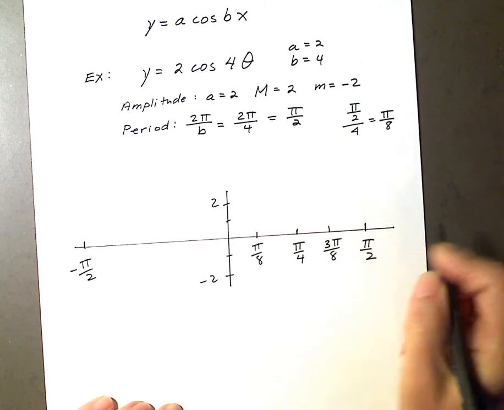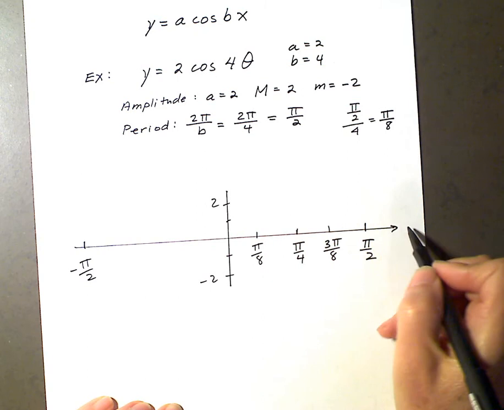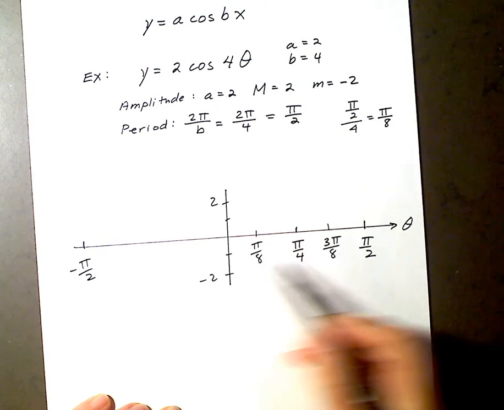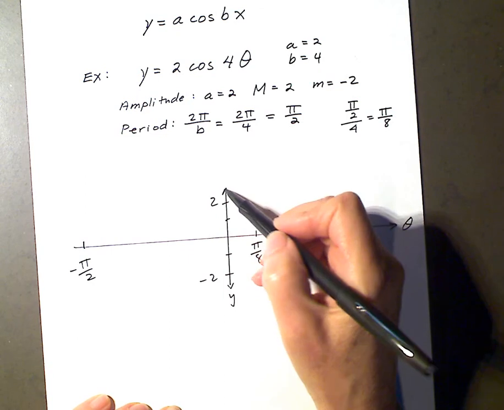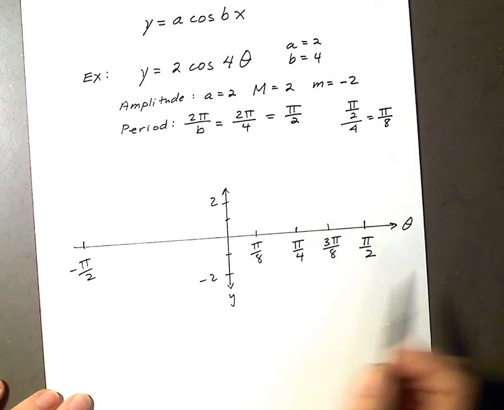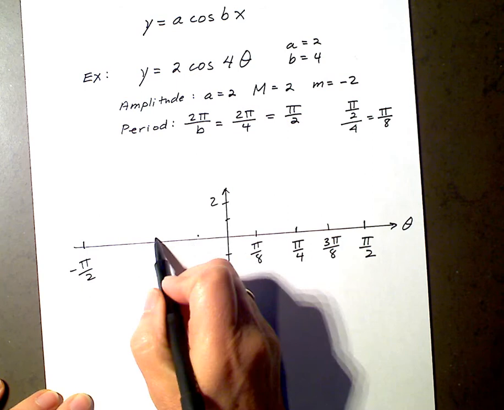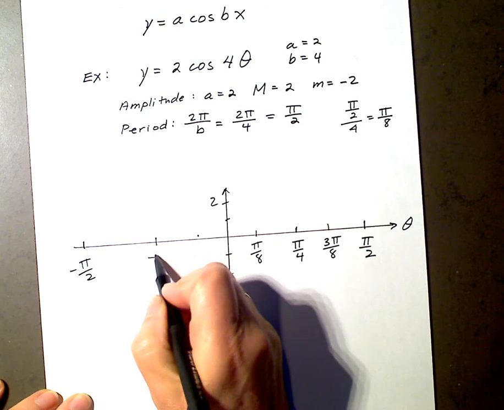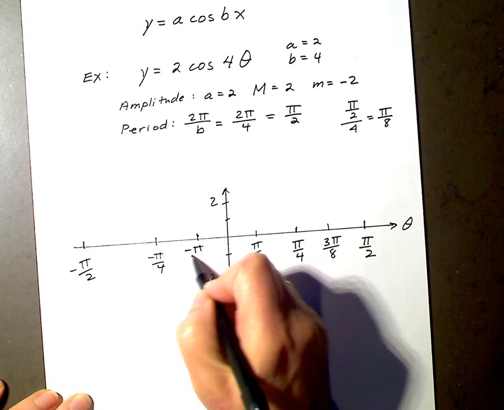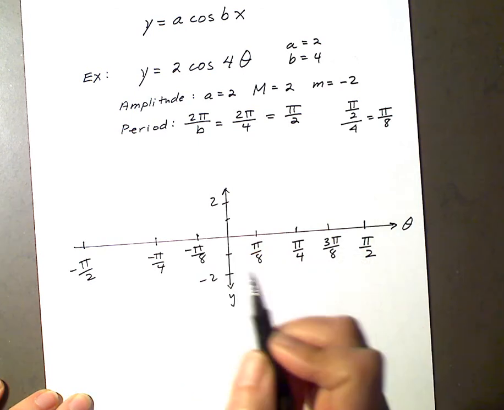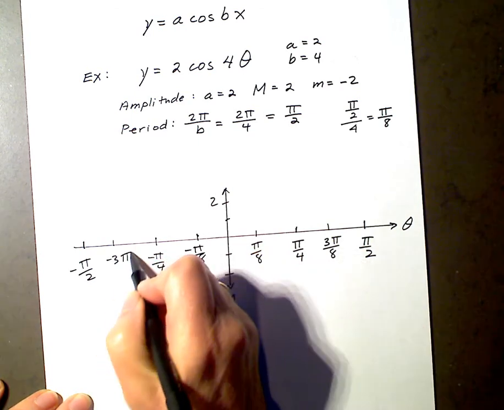And by the way, on this axis, this is theta, or x, this is the measure of the angle, and this is the y-axis, the value of the function of cosine. So then I'm going to do the same thing over here. So this will be negative pi over 4. Negative 3 pi over 8.